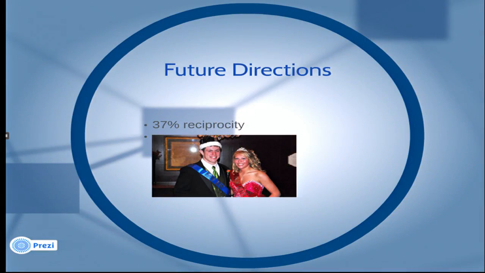We see evidence of very poor friendship quality among high school students and adolescents generally. Nationally, if you ask kids to name their eight best friends, their closest friends, only 37% of those ties are going to be reciprocated. We see roughly equivalent rates of reciprocity in our data as well.